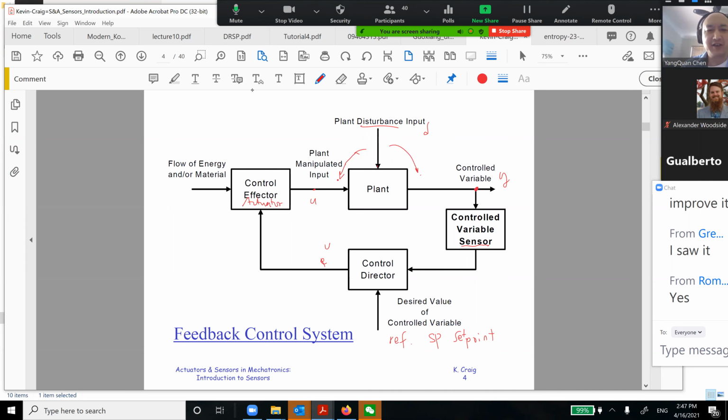Then in the control director, you have a desired value and the control variable. So it's called set point. You already use this SP, set point, reference signal. And effector means take effect, or it's called actuator. Okay. Actuator, you should think of it broadly.